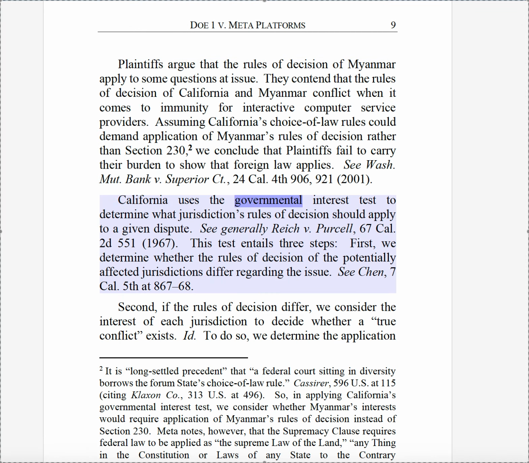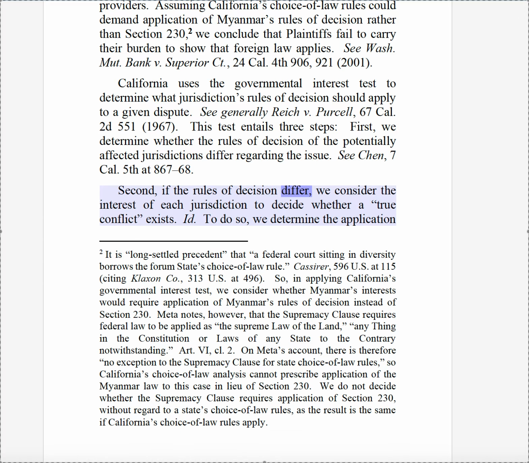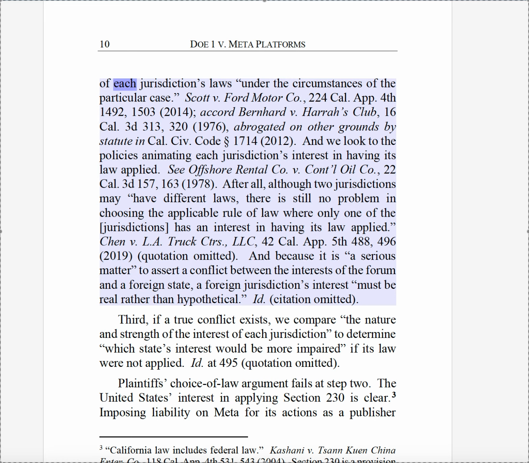California uses the governmental interest test to determine what jurisdiction's rules of decision should apply to a given dispute. See generally Reich v. Purcell, 67 Cal. 2d 551, 1967. This test entails 3 steps. First, we determine whether the rules of decision of the potentially affected jurisdictions differ regarding the issue. See Chen, 7 Cal. 5th at 867-68. Second, if the rules of decision differ, we consider the interest of each jurisdiction to decide whether a true conflict exists. To do so, we determine the application of each jurisdiction's laws under the circumstances of the particular case.